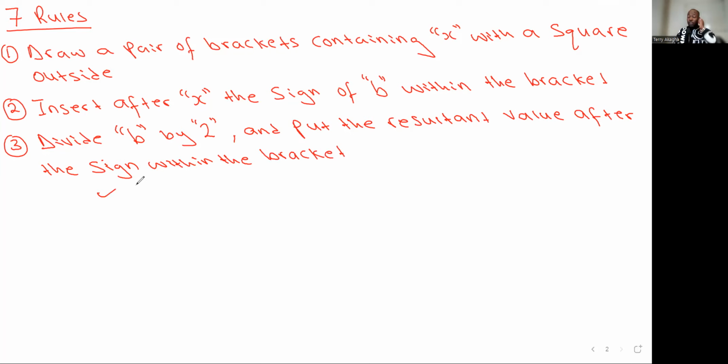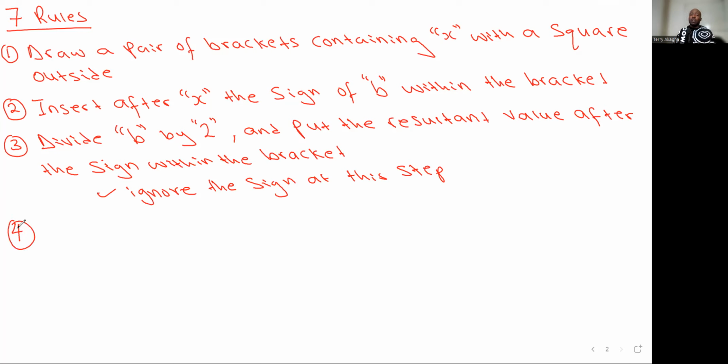At this stage, you ignore the sign of b, because you already sorted out the sign in step 2. Is that okay? I'm going to explain it.